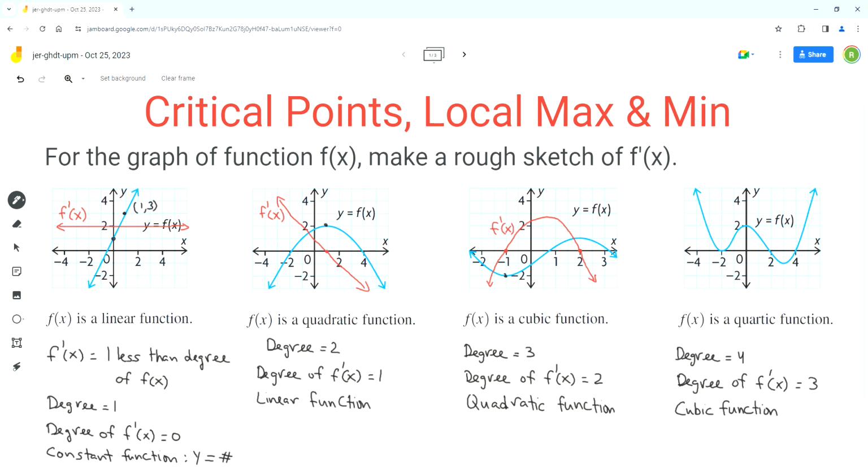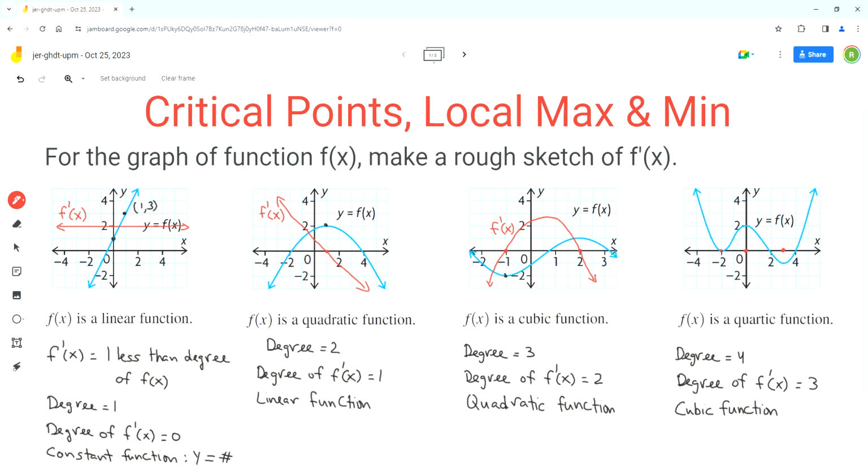So now we can analyze the given graph. We'll start by analyzing the local maximum and minimum. There is a local minimum at x equals -2. So that means that is also the x-intercept for the derivative graph. Now there is a local maximum at x equals 0. So that's another x-intercept for the graph of the derivative. And then there is another local minimum at x equals 3. That means there's another x-intercept for f prime of x.